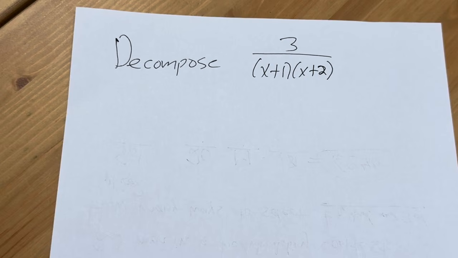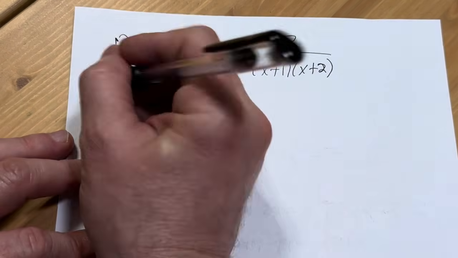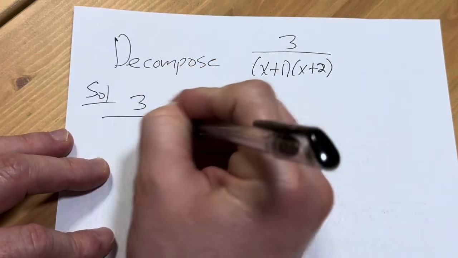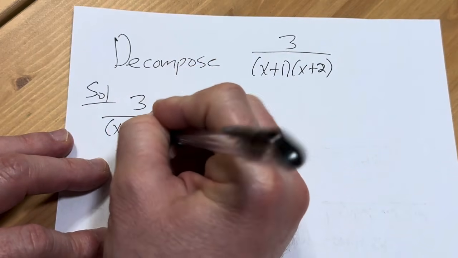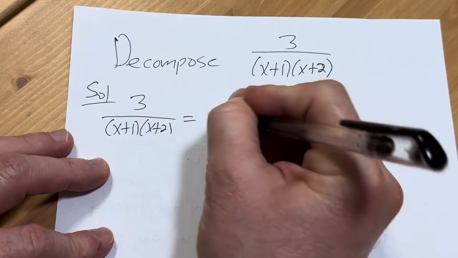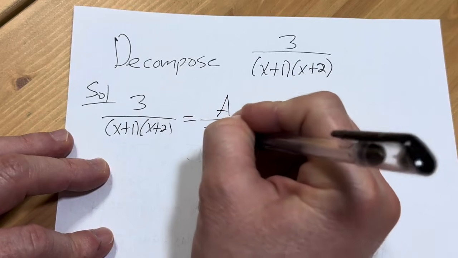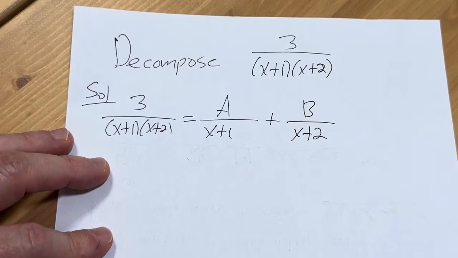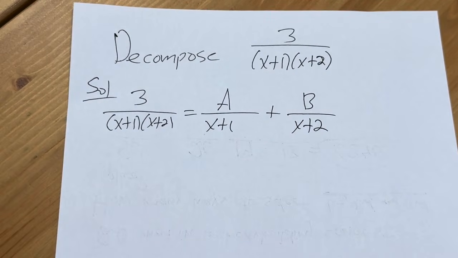Hi everyone, in this video we are going to decompose this rational expression using something called partial fraction decomposition, and I'm going to show you how to do it using something called the cover-up method. So let's go ahead and do it. Solution. So we have distinct linear factors here, and that matters because when that's the case, what we do is we write this as A over x plus 1 plus B over x plus 2. And now we're ready to find A and B, and we'll be done.